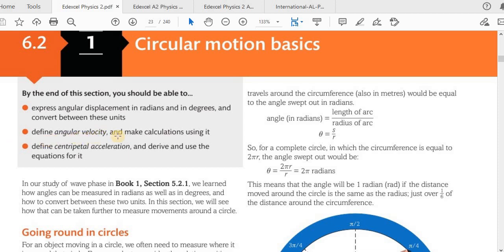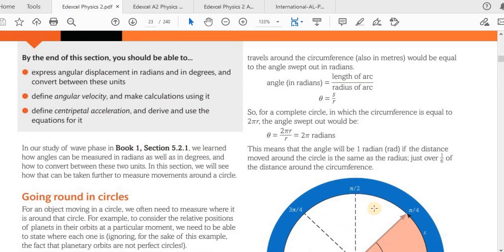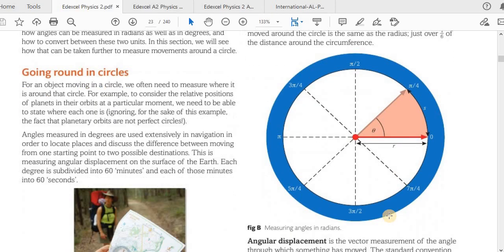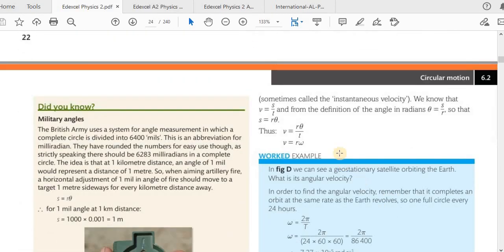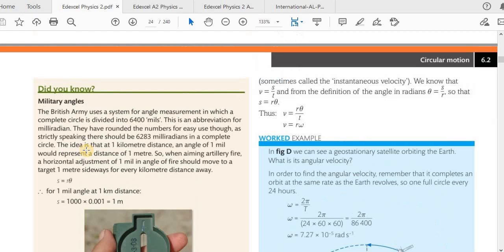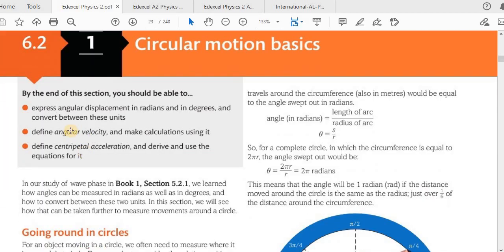Define angular velocity. So once you have the angular displacement, and if you divide it by the time that it takes for it to go from here to here, then the angular velocity will be theta divided by t. Okay, so I think it will be shown here, you see here, omega, that is the angular velocity, that is equal to theta divided by t. Theta is the angular displacement. So first thing is, you should be able to convert between radians and degrees, define angular velocity and make calculations using it. So you saw what that is.